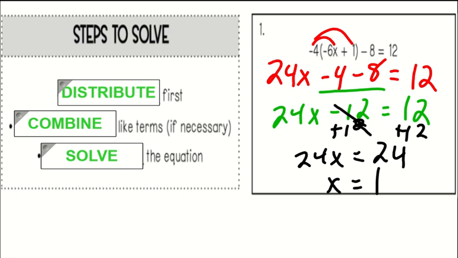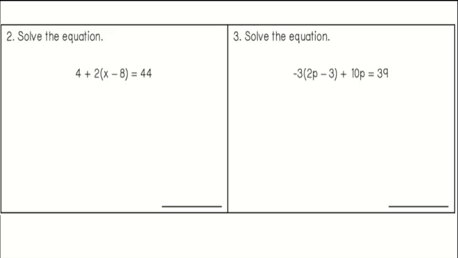All right, everybody follow? Distribute, combine like terms, then solve. All of this is still 7th grade math. We're going to wait till tomorrow to really get into the 8th grade math with this. We're going to add another step to that, okay? Y'all go ahead, let's just do number 2, okay?